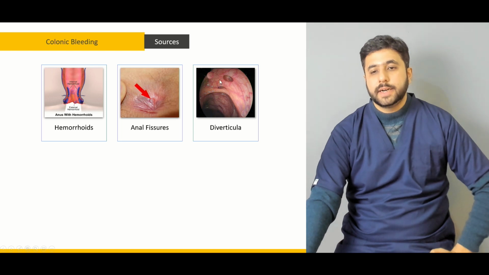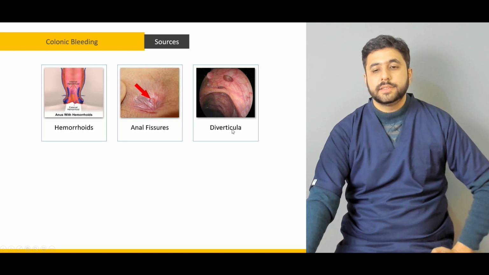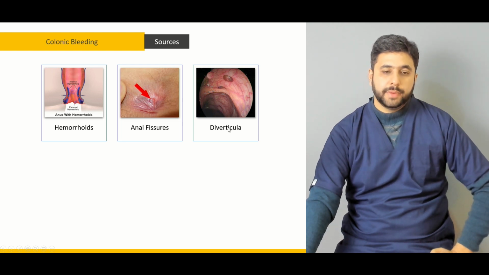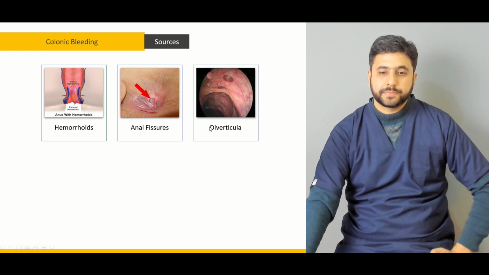Similarly, diverticulum, as you know, here is a diverticulum. This is an outpouching of the bowel. This is another very common cause of colon bleeding. Outside of hemorrhoids, this is the most common cause of lower GI bleeding, as you can see, especially in the middle-aged population.